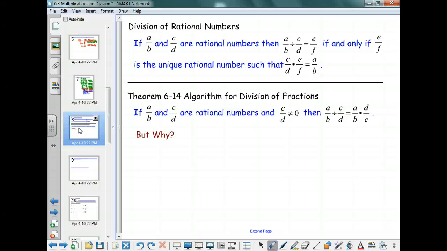So I want to show you why this works, written out a little bit more technically, I guess. So what A over B divided by C over D actually means is that we have A over B divided by C over D. If you really like fractions, you'll love that one. A fraction inside of a fraction.